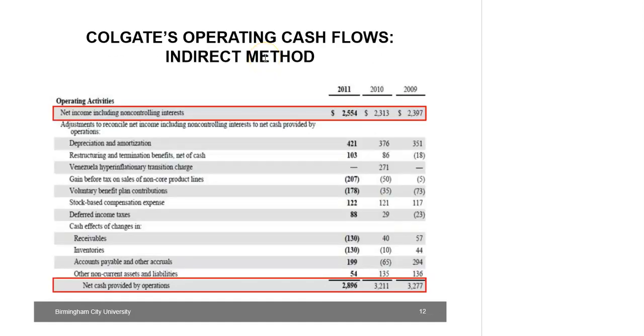There are two acceptable formats for cash flow statements. However, in both the formats, the investing and financing activities remain the same. The changes only apply to how the companies report their operating activities. These formats are known as the direct method and the indirect method.